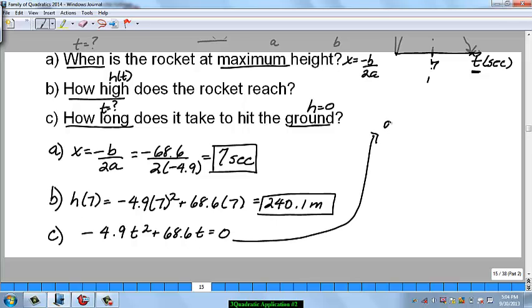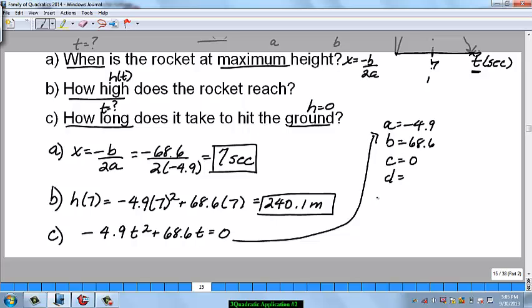So A is going to be negative 4.9, B is 68.6, C, I skipped right over, I'm thinking ahead, C is going to be 0, and my discriminant, or my D, or my b squared minus 4ac, comes out to be whatever this is, b squared minus 4ac.